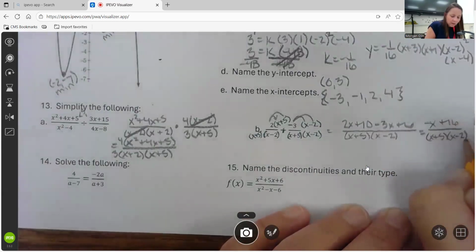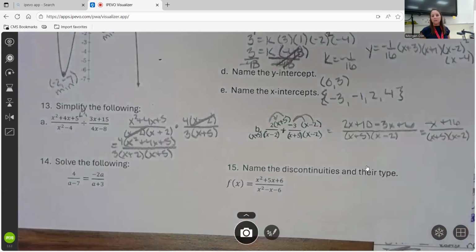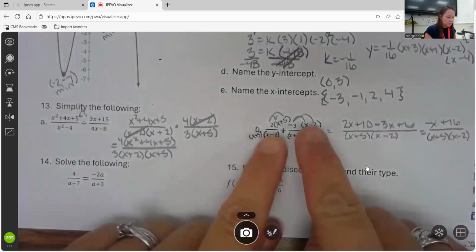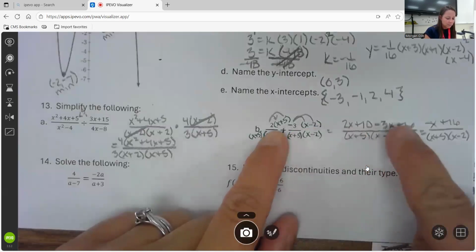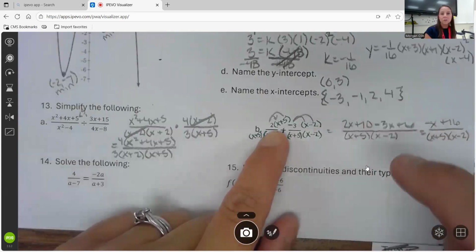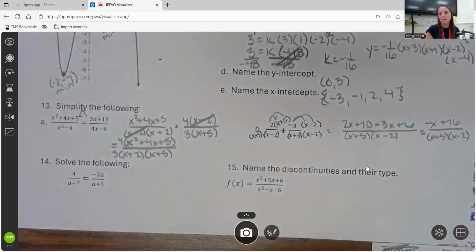The only other thing you need to make sure you do is factor the numerator if it's factorable. This one is not. The other thing is, if you don't distribute the 2 and the negative 3 here, you'll have 2 parentheses x plus 5 and then minus 3 parentheses x minus 2, and you'll want to cancel the x plus 5 and x minus 2, and you don't want to do that. So that's why you want to go ahead and distribute.